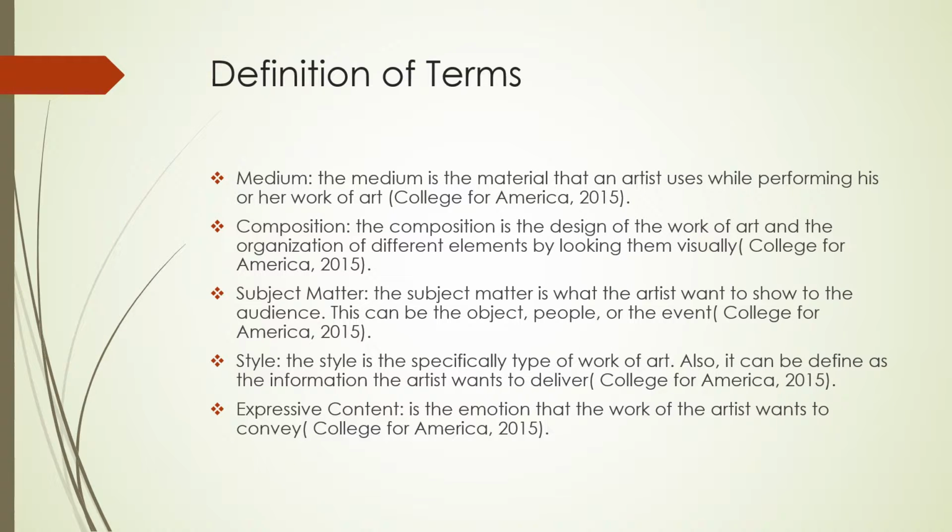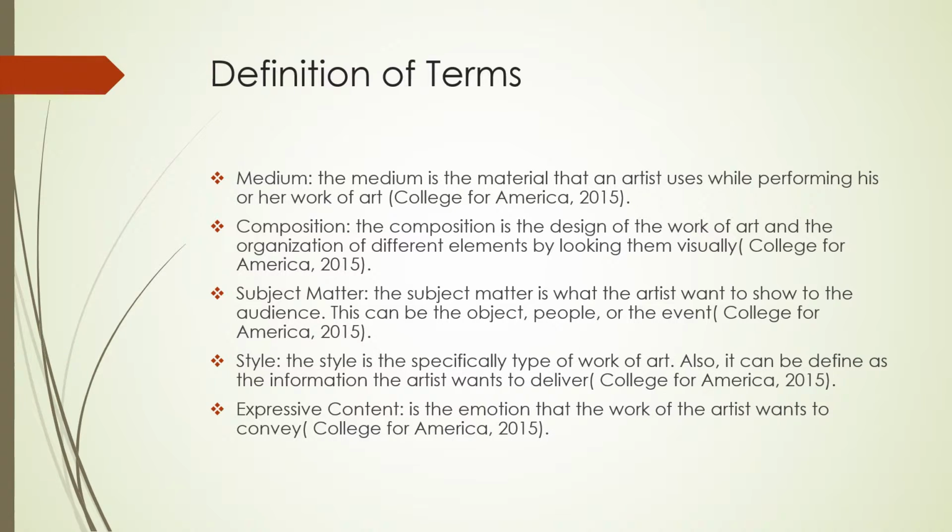Going to the definition of terms, I'm going to start with medium. The medium of art is the material that an artist uses while performing his or her work of art. The composition is the design of the work of art and the organization of different elements by looking at them visually. That's how the art is designed, maybe by looking at how different figures or different things are composed in that painting. And also you can see how those figures combine with each other.